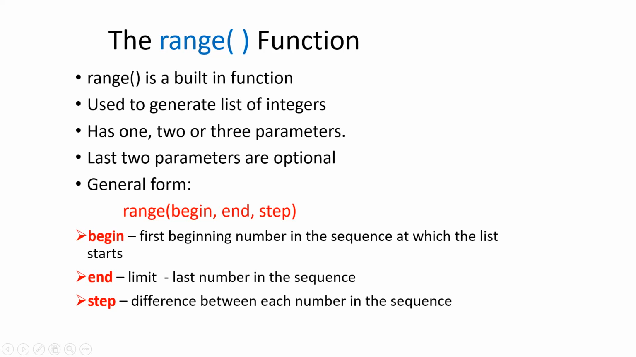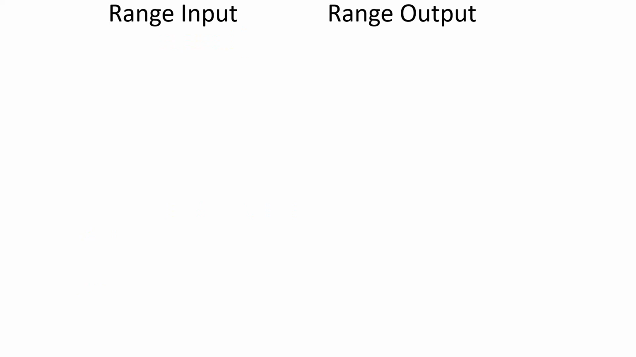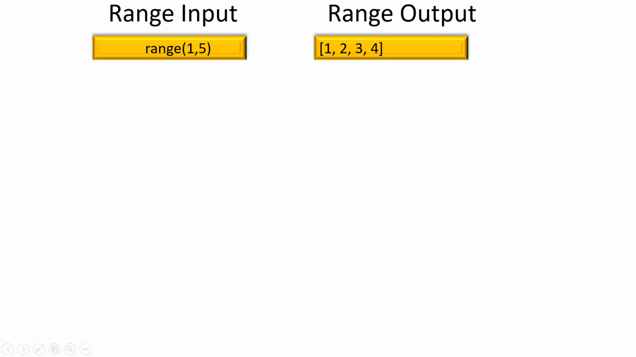Now we will see some examples and discuss the range input and range output by taking samples. Here I am giving range of 1, 5. The beginning is 1 and the end is 5. So range generates a list which contains 1, 2, 3 and 4 as the elements, from beginning to end minus 1. Range always generates from beginning to end minus 1.